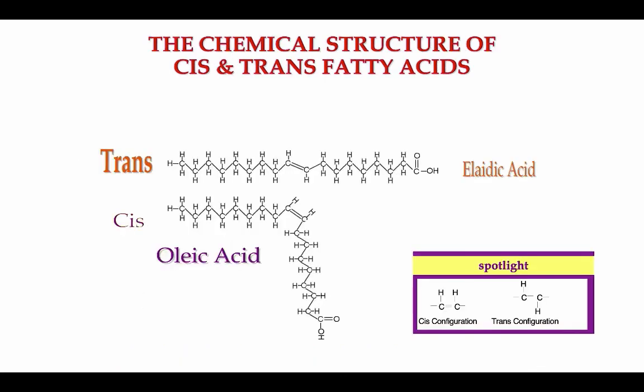This is also showing you the structure. The trans fatty acids on top, if you look in the middle at the double bond, you see that the hydrogens are on opposite sides. And on the bottom, when you have cis fatty acids, the hydrogens are on the same side of the double bond. It changes the structure, which changes the function, and the trans fatty acids are increasing risk for heart disease.